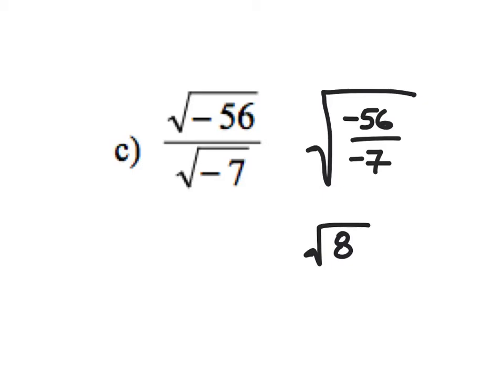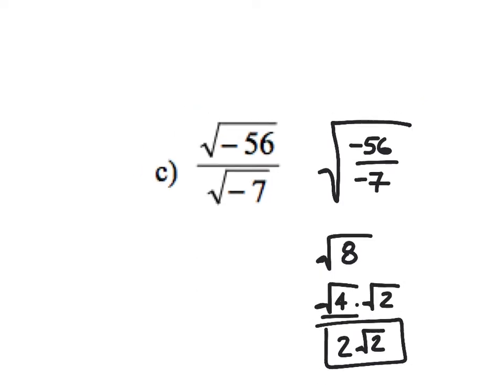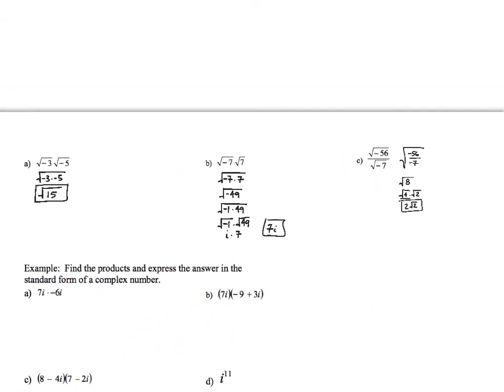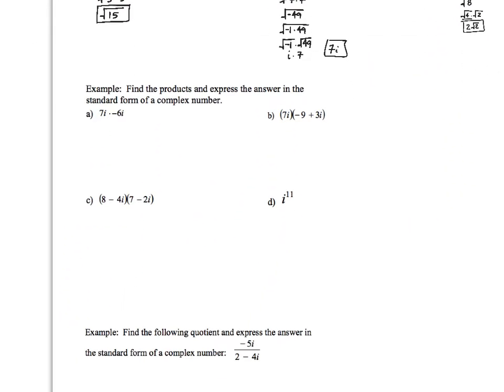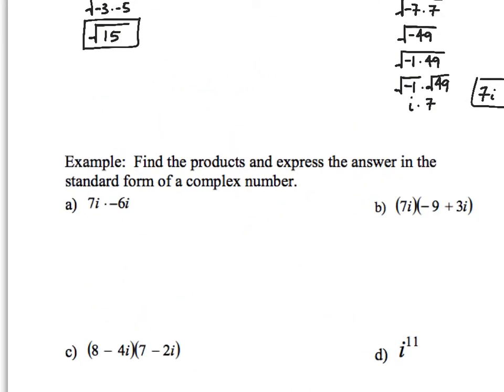So I don't have any negatives anymore, which is nice, but we can still simplify this, because a perfect square that goes into 8 is 4. So I can rewrite this as the square root of 4 times the square root of 2. The square root of 4 is 2, and then times the square root of 2, and that's my answer. So you just want to be able to look at a problem, do the math, and see what happens.